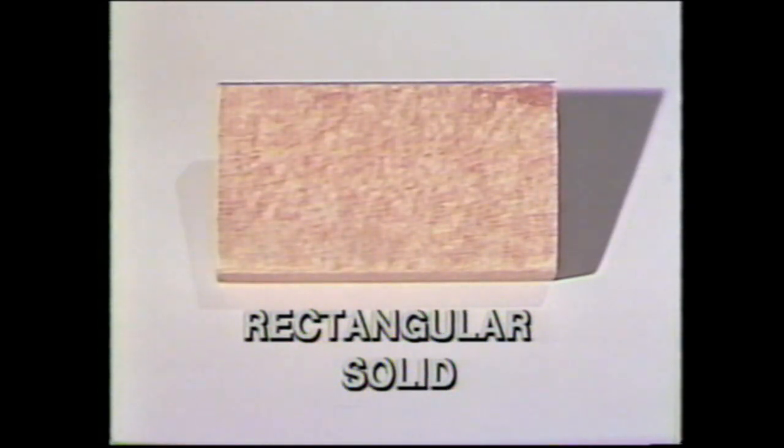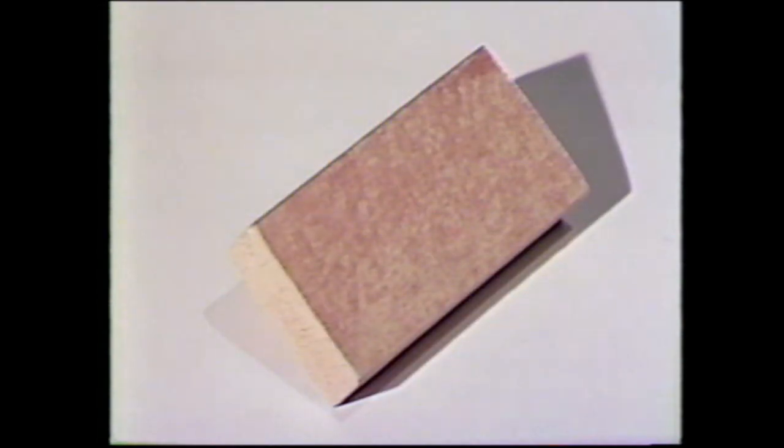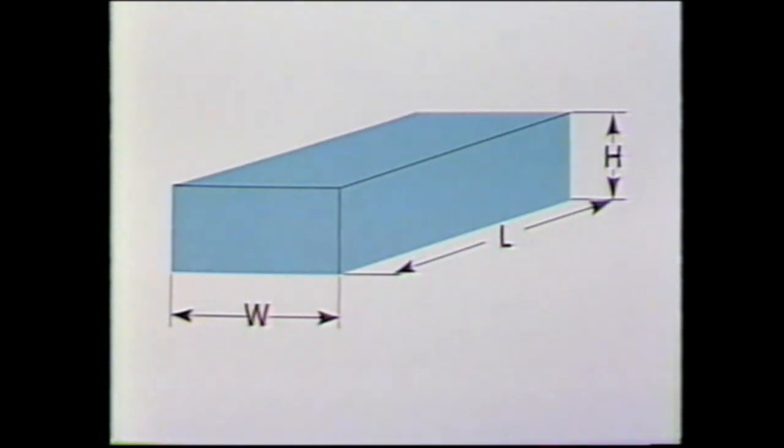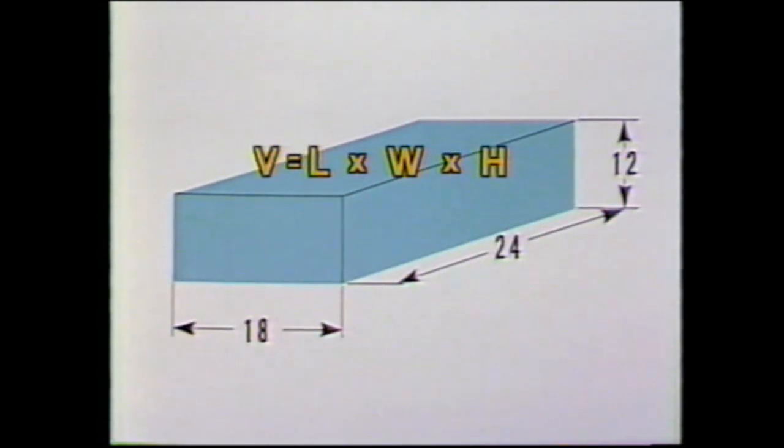To find the area of one face of our wooden block, we multiplied the length times the width. To find the volume, we simply multiply that product by the measurement of the 3rd dimension, height. Our formula for finding the volume of a rectangular solid is the length times the width times the height. The result is expressed in cubic units.